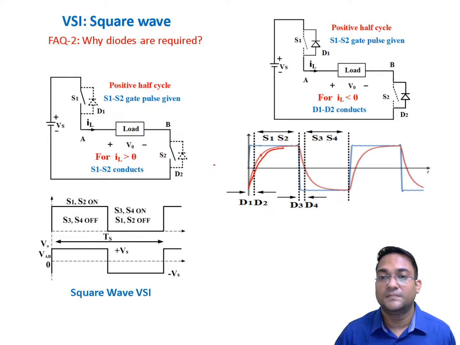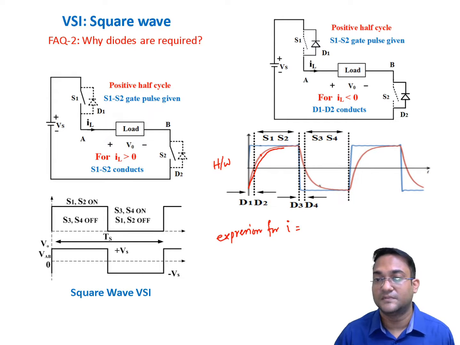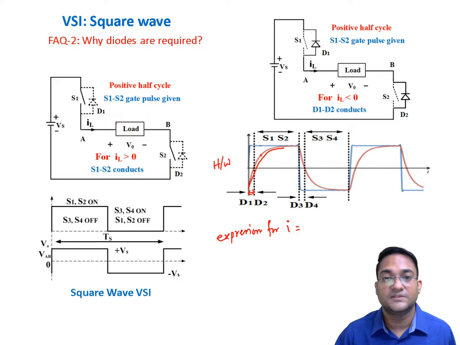You can take up as a homework, and you can derive an expression for this current that you can solve in tutorials. Decide some magnitude for this voltage source, then you apply 50% time positive voltage, 50% time negative voltage, and how your current waveform is going to look like. So what you will see is that during the positive half cycle, for some time current is actually negative. So you are giving gate pulse to S1 and S2, but actually current is negative.